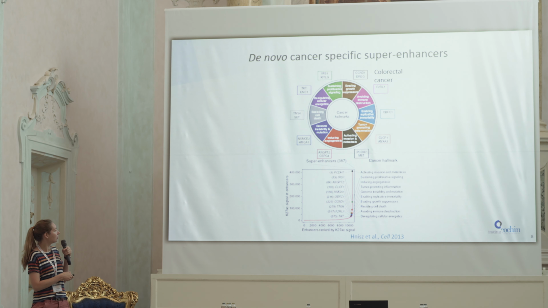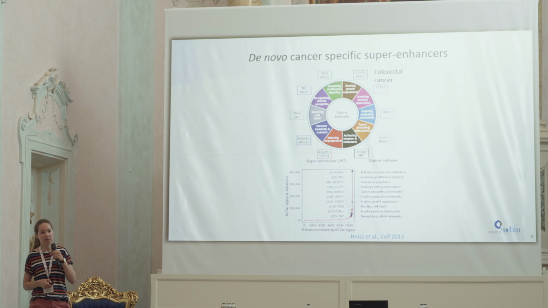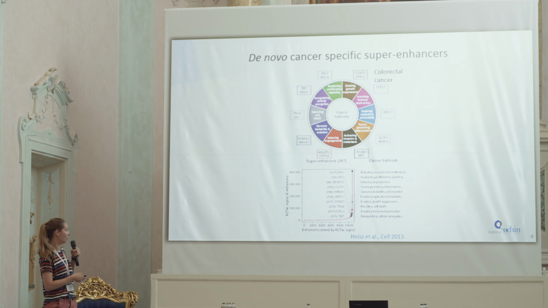So they marked super enhancers in this colorectal cancer cell line, and they associated genes to the super enhancers, and they show that the genes with the strongest super enhancers correspond to invasion and metastasis. Then the second one is sustaining proliferative signaling. Third one, inducing angiogenesis. Then tumor promoting inflammation, and so on. So it looks like cancer finds a way to turn on genes it needs to invade and to proliferate by creating de novo super enhancers.